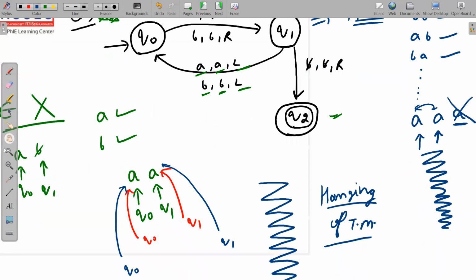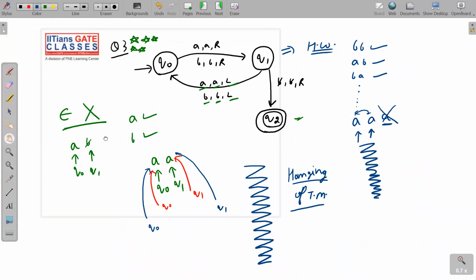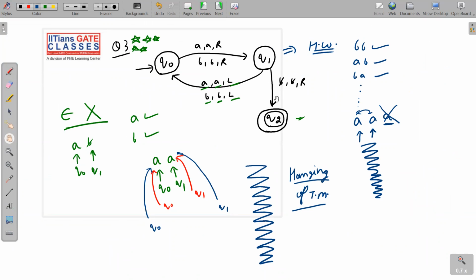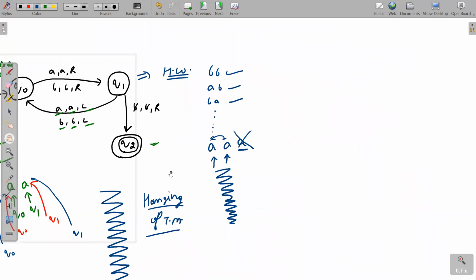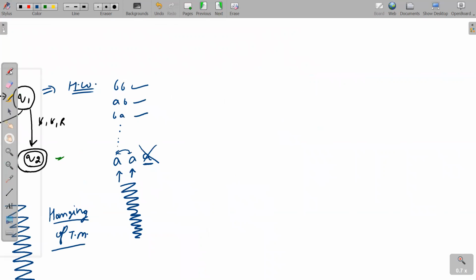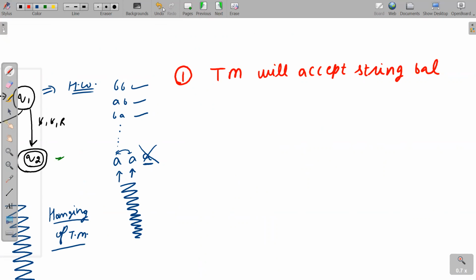So let me write everything properly so that you can note it down and it won't confuse you. Please note it down carefully. Now I am writing a few points for you. The very first and very basic important point is what? Point number 1: the Turing machine will accept a string by halting in one of the final states.